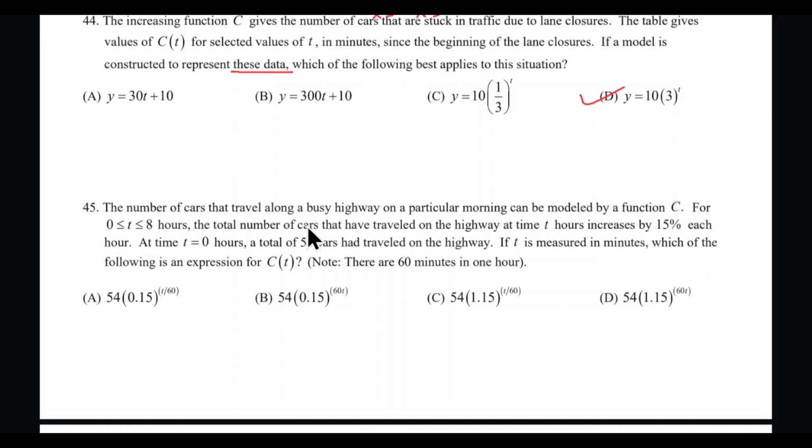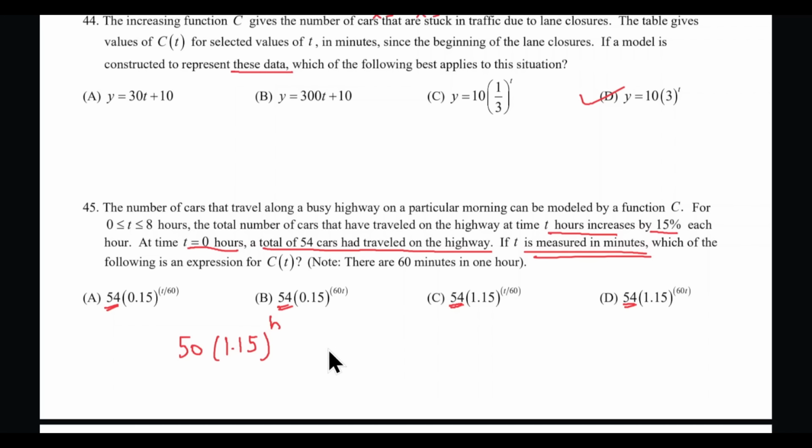Likewise, they are saying over here that the number of cars is increasing by 15% each hour, and at t equal to 0, there are 54 cars on the highway. So the initial value is 54, and that's why you can see that every option has a 54 over here. And every hour, it increases by 15%. So it is something like 54 times 1.15 to the h, because h is the number of hours. But they are saying that if I now represent time in minutes, then what will be the equivalent?